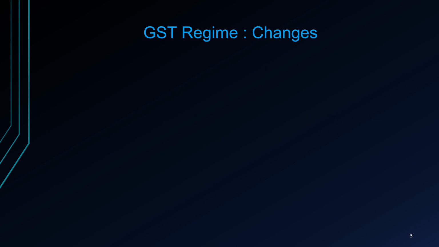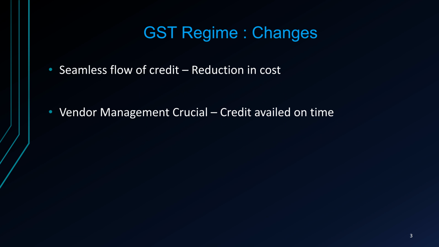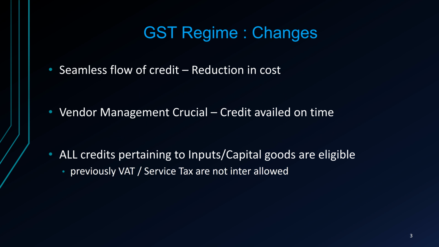Now in the GST regime, the change which happened is that credit is a seamless flow, meaning you get a credit of every item, which results in a reduction of your cost. This makes vendor management very crucial, because the credit availed on time saves you cost, and if you can't avail it, it adds to your cost.